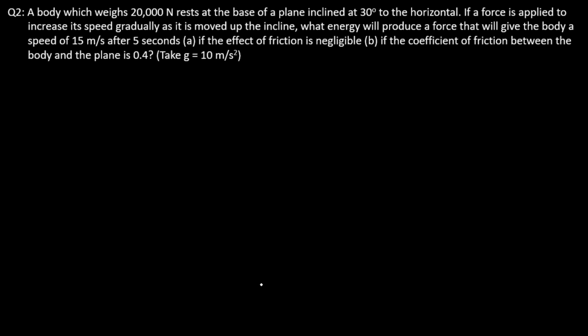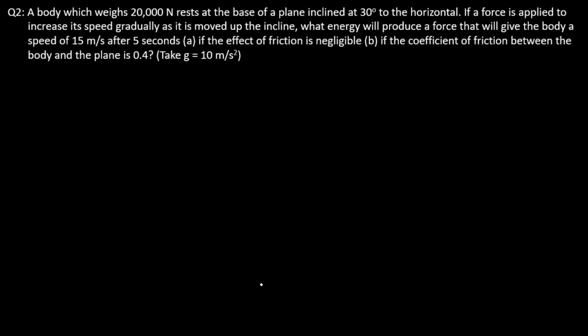If a force is applied to increase its speed gradually as it is moved up the incline, what energy will produce a force that will give the body a speed of 15 meters per second after 5 seconds? Okay, so this one is not moving at a constant speed, but its speed builds up over time, such that at 5 seconds its speed is 15 meters per second. So we're told to find the energy that would produce a force that will give it that speed.